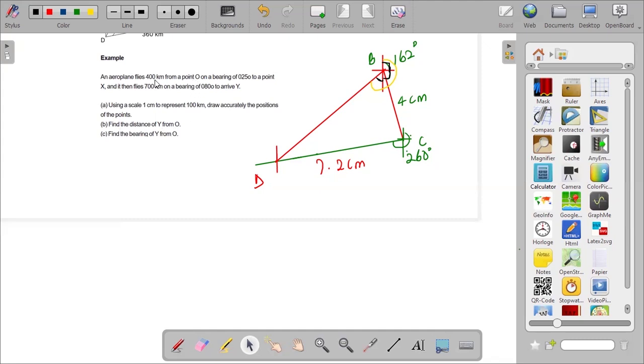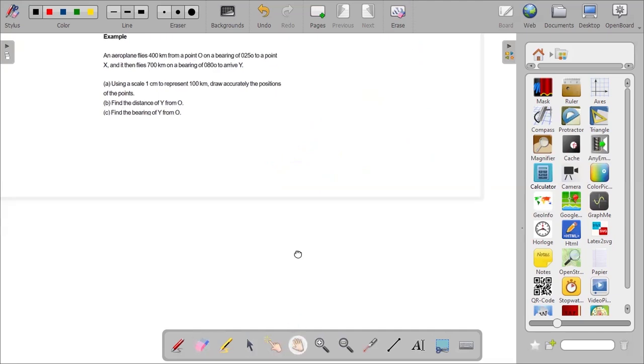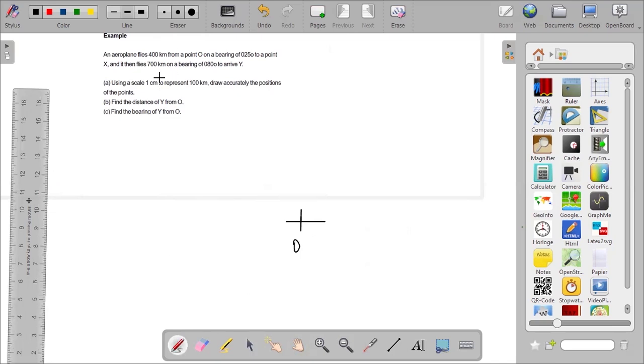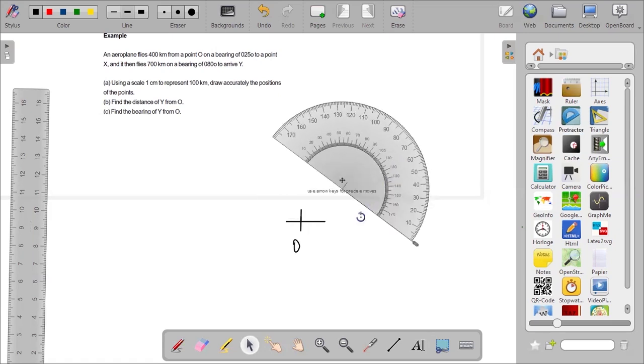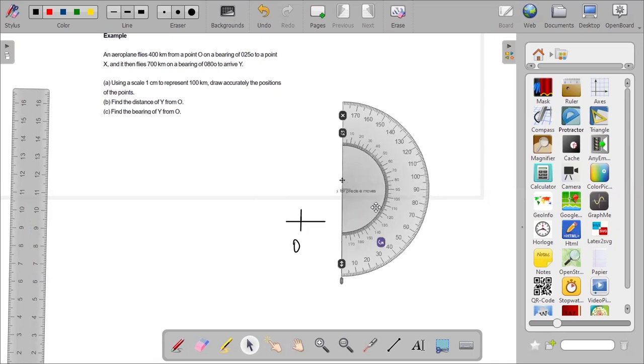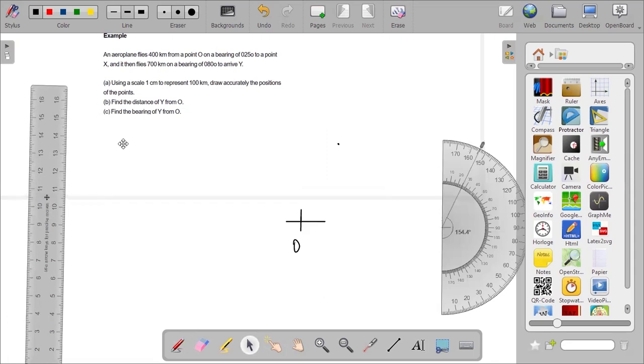O is a reference point here because the aeroplane flies from point O. So we're going to draw a cardinal point and call it point O. And then from that very point, the aeroplane flies on a bearing of 25 degrees. Remember that we have to measure from north in the clockwise direction. So we turn the protractor like this. Starting from up here, we measure 25 degrees. Place a point there and then connect that point to point O.